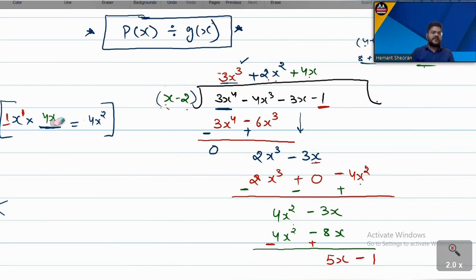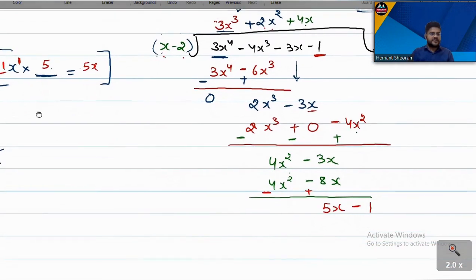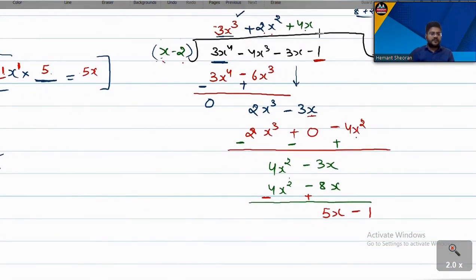So again, you have to think with what number you should multiply this 1x so that you will get a 5x. So what's the number? Just a 5, okay? So 5x you got. So now we're going to write it below it. We're going to multiply it by 5, so 5x minus 10. Again, the change in sign process will happen. So this is positive, now it becomes negative. Negative becomes positive. So it is 0 for me. So 10 minus 1 is 9 for me. Is it clear? So what answer are you getting as a remainder? 9. So we are getting a 9 as a remainder, okay?